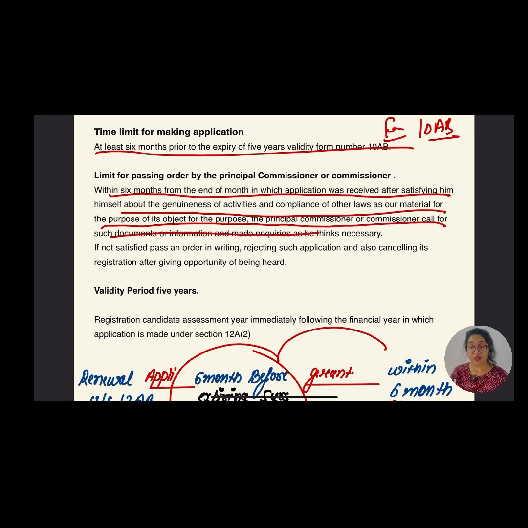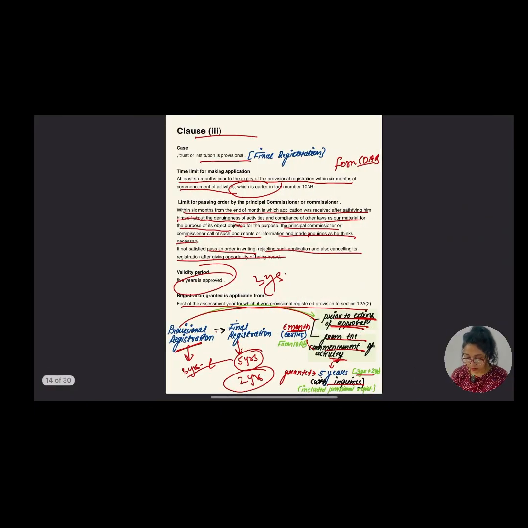What if they are not satisfied after doing the inquiry? The registration of the trust would be cancelled, but before that an opportunity of being heard would be given. The validity period is going to be 5 years, with registration applicable from the assessment year immediately following the financial year in which the application is made under section 12A(2). Hope this point was clear.